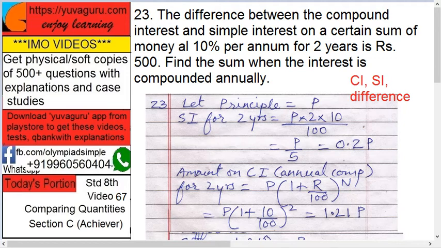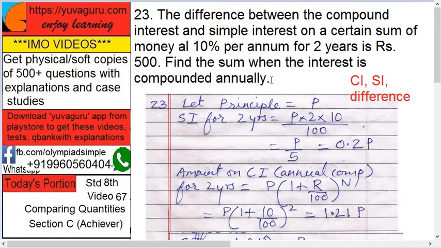Let's start. The difference between the CI, means compound interest, and SI on a certain sum of money at 10% per annum for 2 years is rupees 500. Find the sum when the interest is compounded annually.